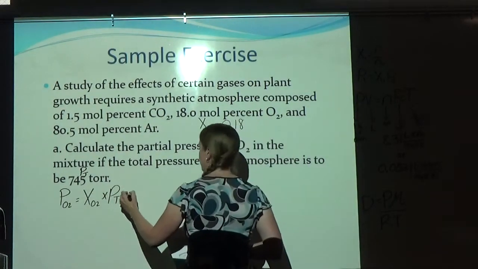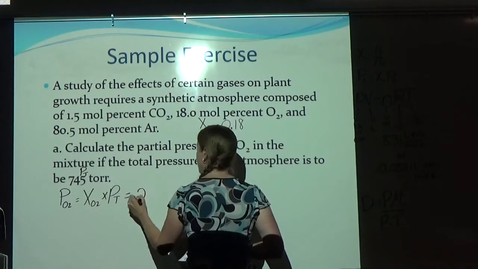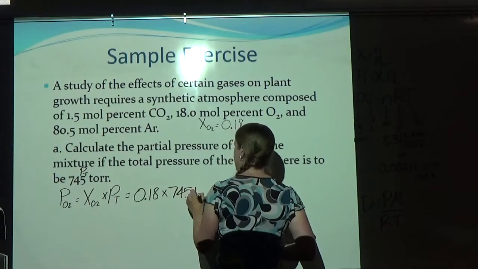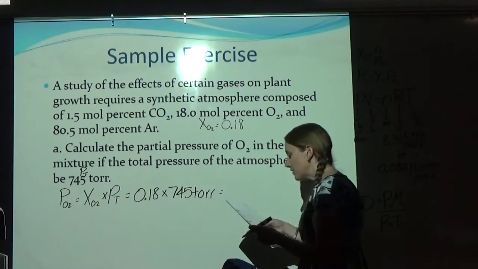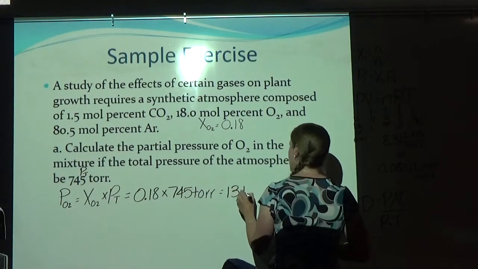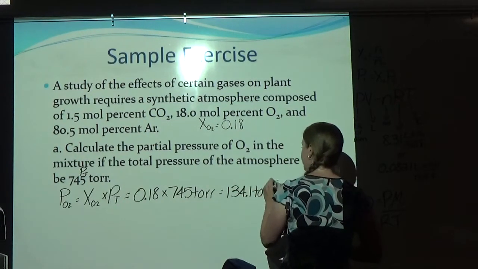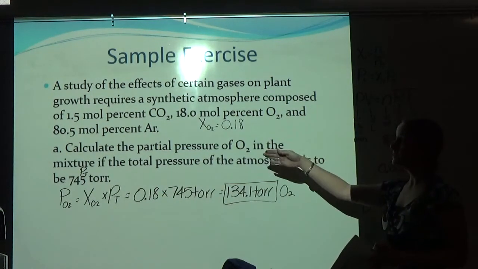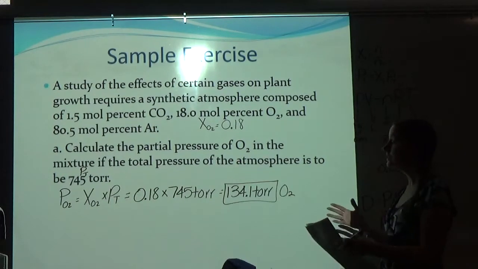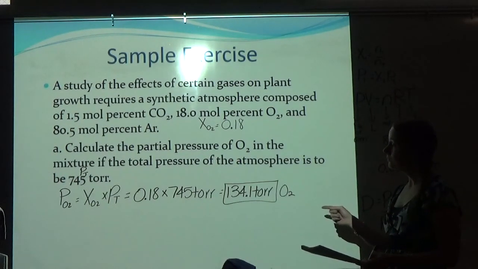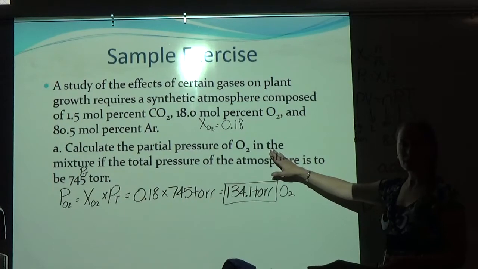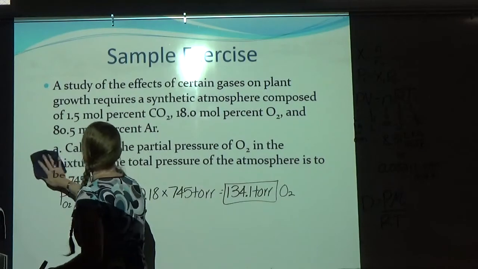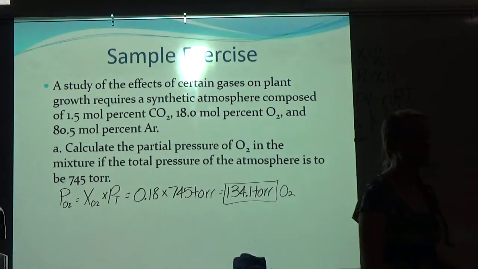So then I just plug in. So my mole fraction was 0.18 times my total pressure of 745 torr. So I multiply those two numbers and I get 134.1 torr. So that is my pressure just for oxygen. So see, it didn't ask me about carbon dioxide or argon, so I didn't need to use those numbers. All right, so 134.1 torr. Now this is a part A, so I'm going to assume we might need this for part B. So I'm just going to erase the top part and keep this in case I need to refer to that same number.